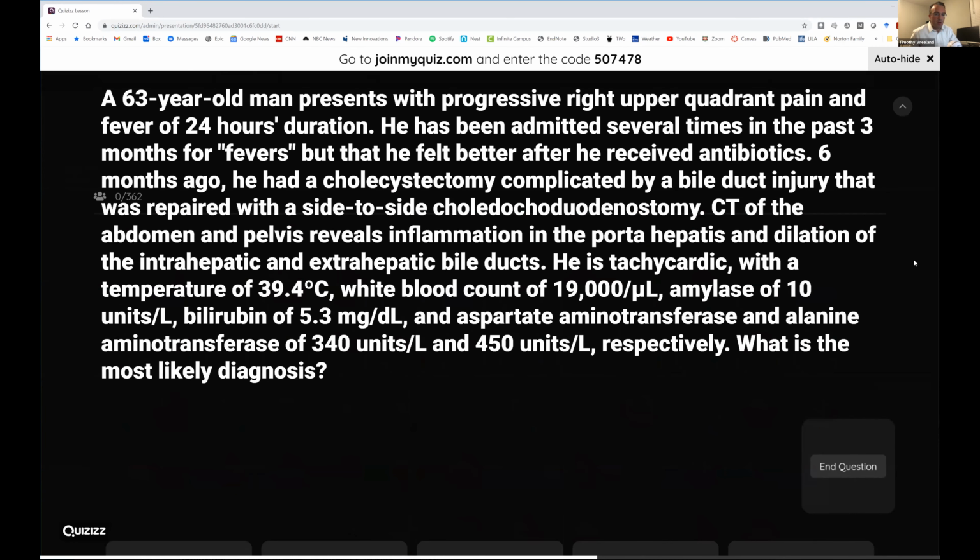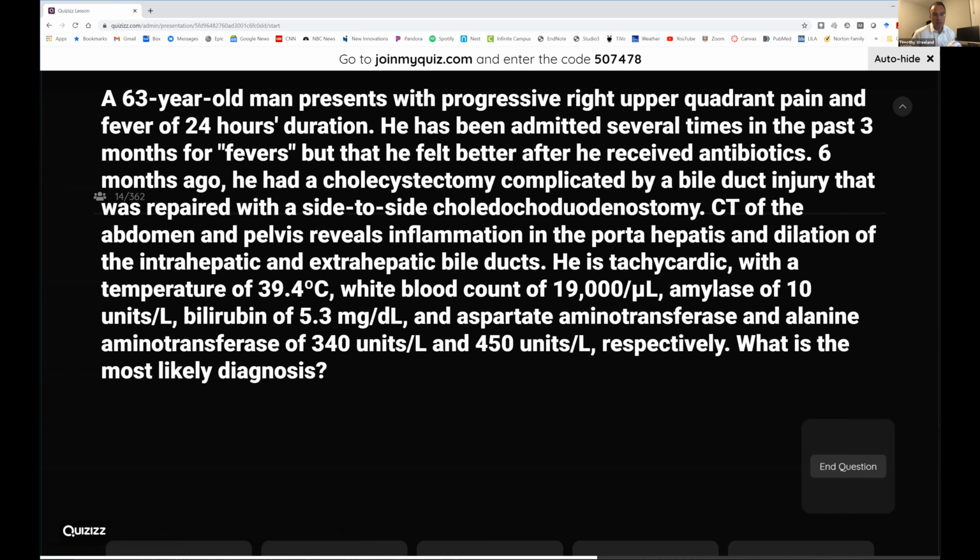All right, a 63-year-old man presents with progressive right upper quadrant pain and fever of 24 hours duration. He has been admitted several times in the past 3 months for fevers, but he felt better after receiving antibiotics. 6 months ago, he had a cholecystectomy complicated by a bile duct injury that was repaired with a side-to-side choledochoduodenostomy. CT of the abdomen pelvis reveals inflammation in the porta and dilation of the intrahepatic and extrahepatic bile ducts.